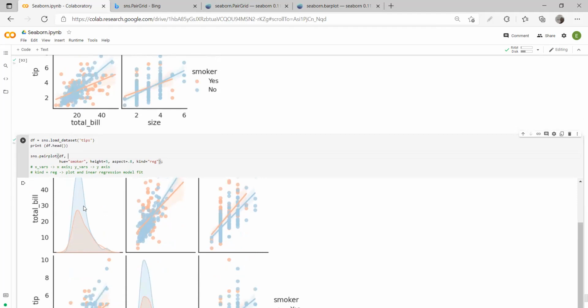So you have made a KDE over here on the diagonal elements, and over here you have made a scatter plot, as well as you have tried to fit a regression line over here, right? So the more you explore, the more you come to know.